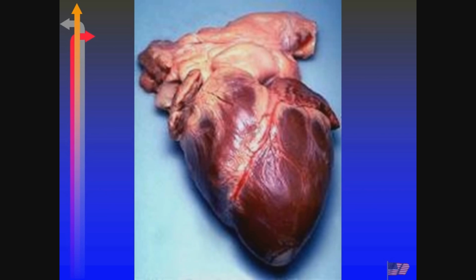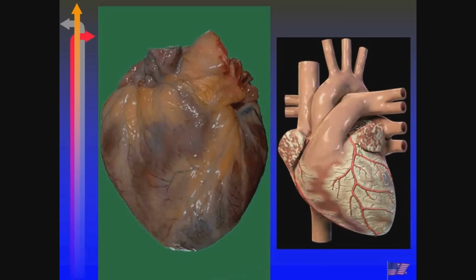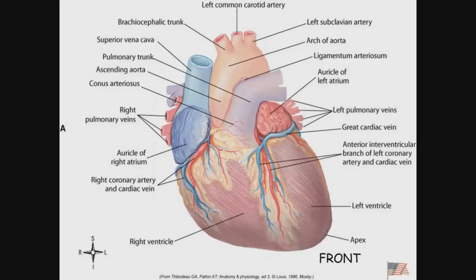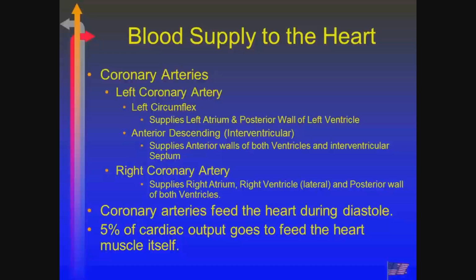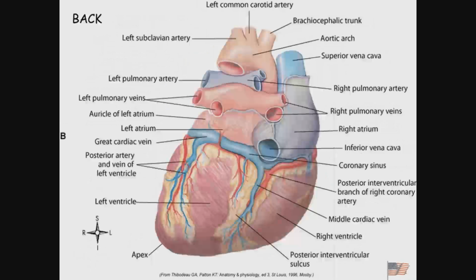Here's what a heart looks like. Kind of an ugly looking thing. And the way it's positioned in the body is such that it's on a little bit of a twist. So the right ventricle is the most anterior portion. This is showing some of the blood vessels that are involved as far as perfusing or draining the heart. This is the anterior view, and this is the posterior view.